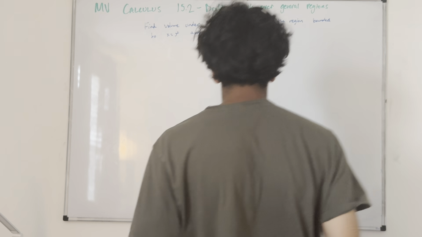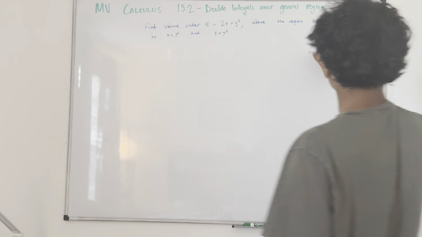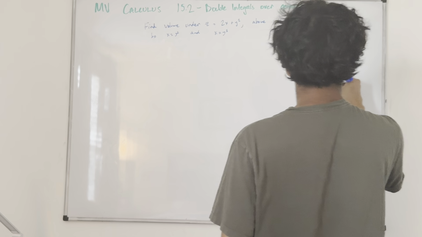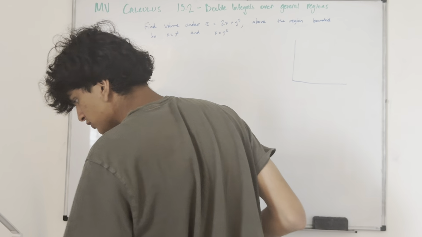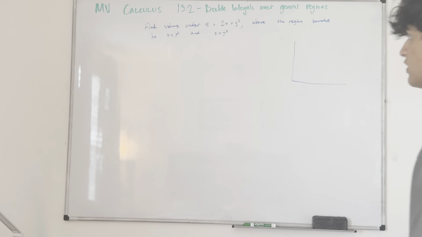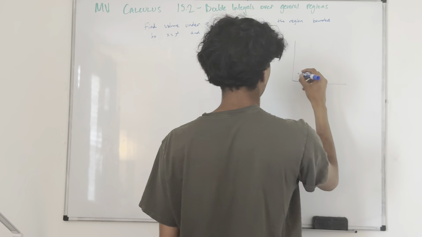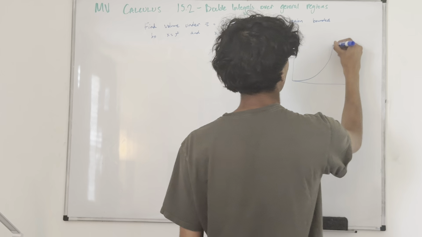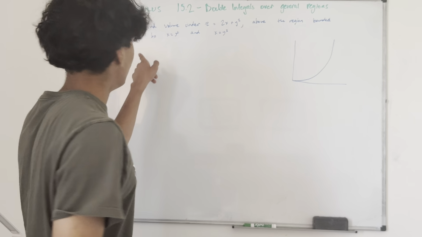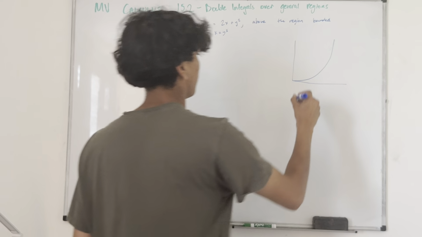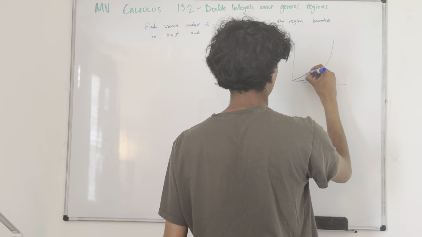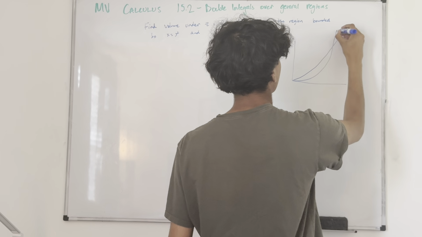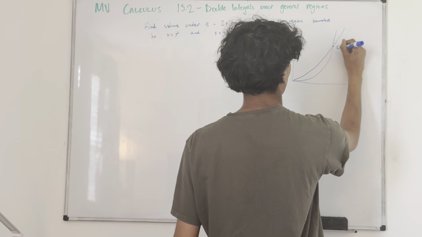So first, let's just draw our region. I think in the first, well, no, it wouldn't matter. You'll see in a second. So x equals y cubed. Well, I know y equals x cubed will look something like this. And then I know y equals x squared will look something like this. And they'll intersect right here. They'll intersect at 1, 1.